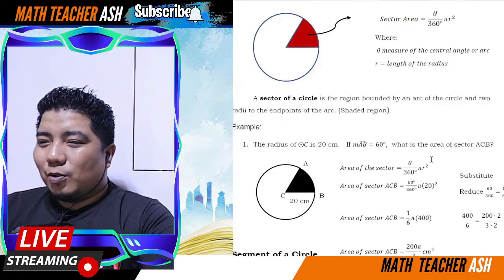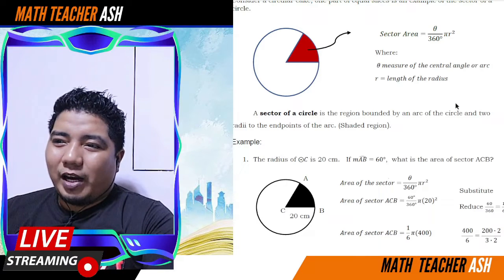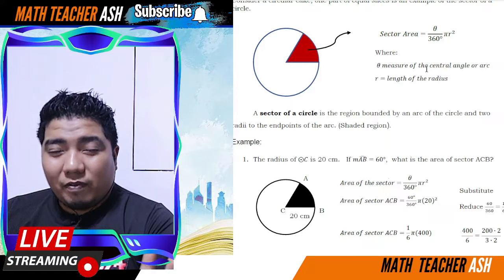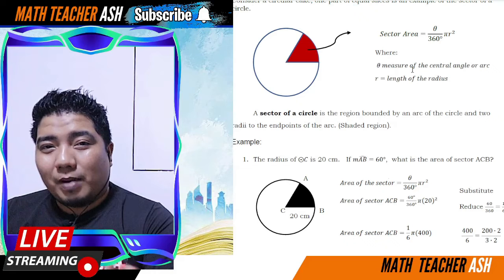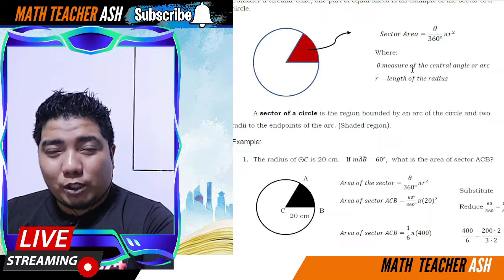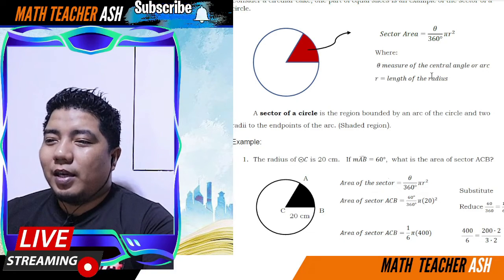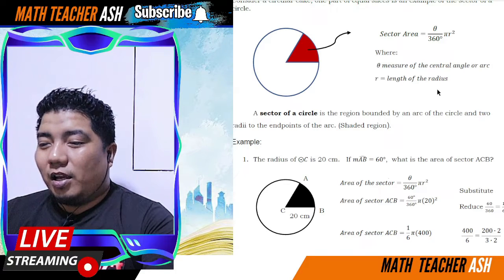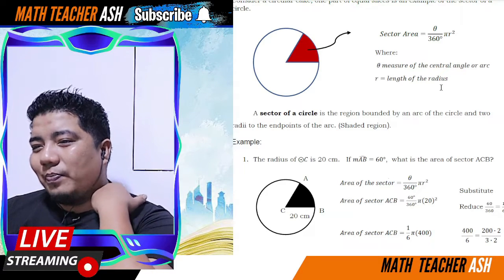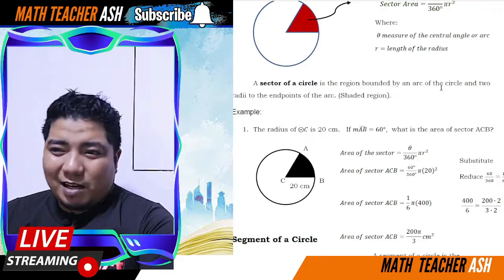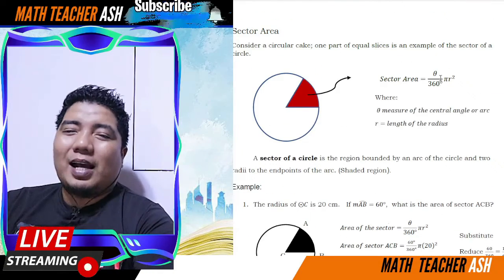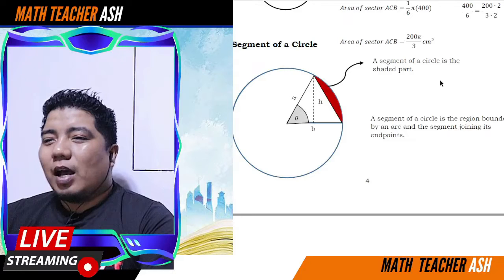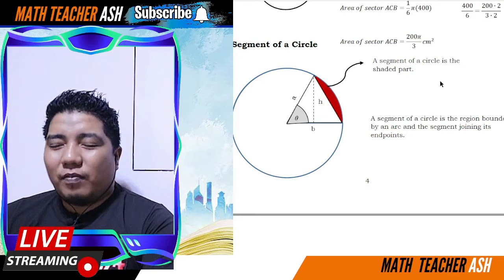Okay. So, ulitin natin. For the sector area, what you will do is the given angle, divide it by 360 or get the lowest term of that one. So, degree measure is the central angle or the arc. Yon. So, ganun lang kadali, my dear math learner, ang ibig sabihin ng sector area. Now, let's talk about segment of a circle.